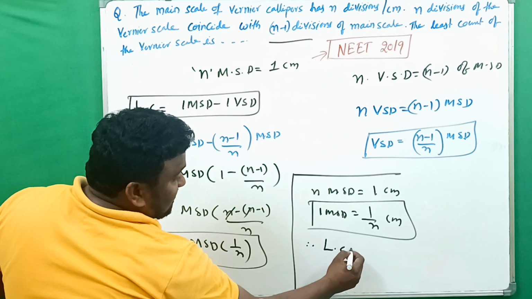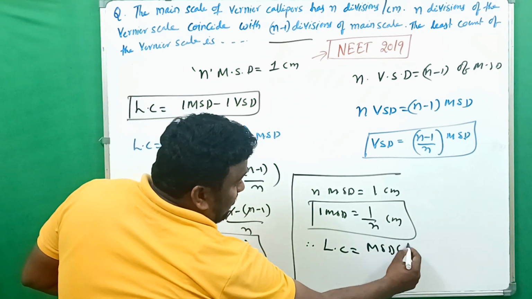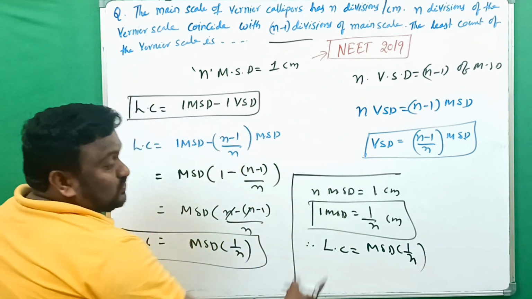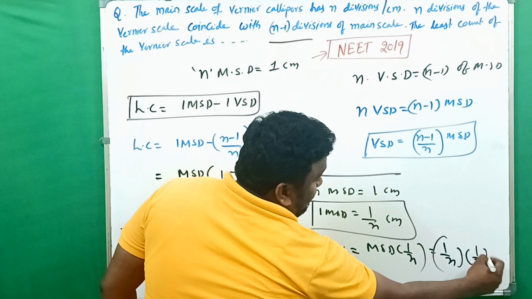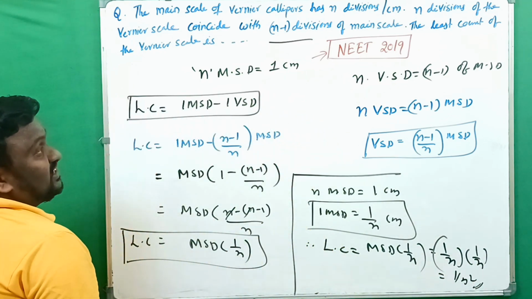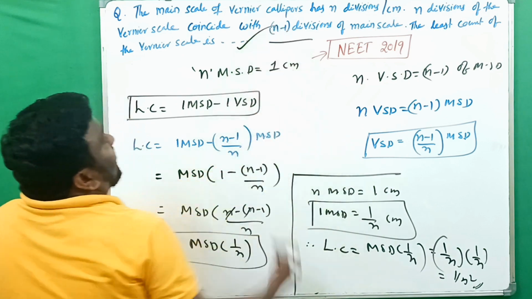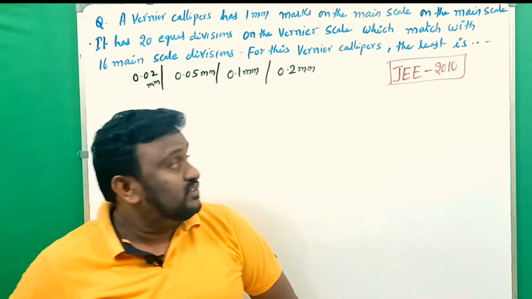Therefore substitute here. LC is equal to MSD into 1 by n. So MSD value is 1 by n. So 1 by n of 1 by n is equal to 1 by n square. This is the least count of the vernier calipers as per the given problem. Clear? See the next question.